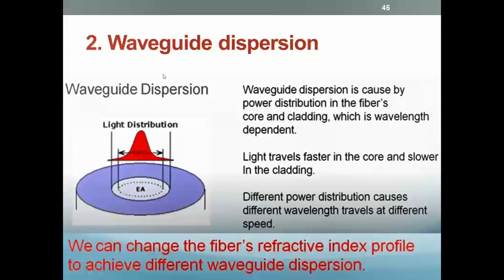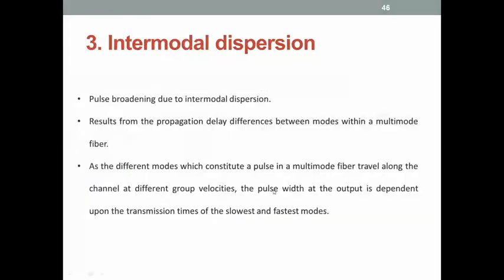Lastly, you have waveguide dispersion, the dispersion which is happening because of the waveguide. It is caused by the power distribution in the fiber's core and cladding, which is wavelength dependent. Light travels faster in the core and slower in the cladding. Different power distribution causes different wavelengths to travel at different speeds. We can change the fiber refractive index profile to achieve different waveguide dispersion. Remember that the light travels faster in the core because of the higher refractive index and slower in the cladding.